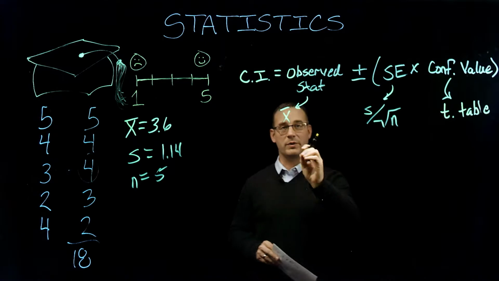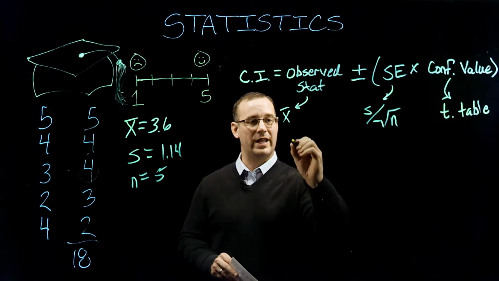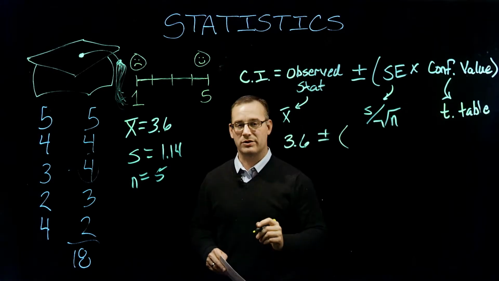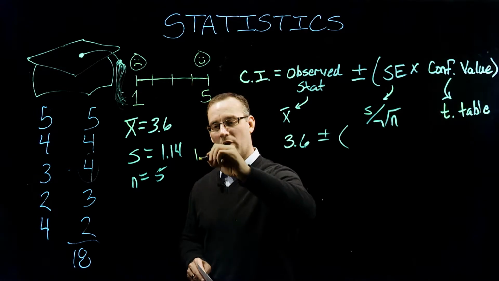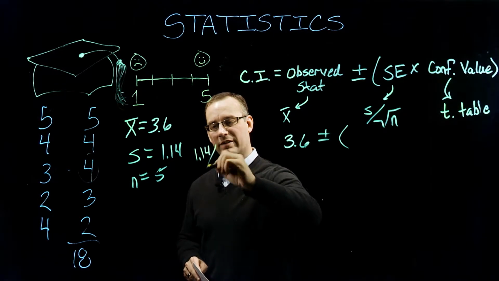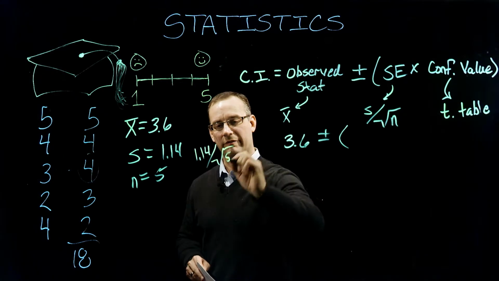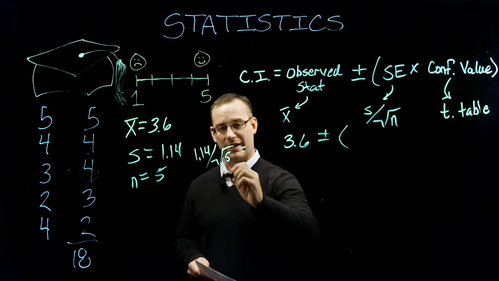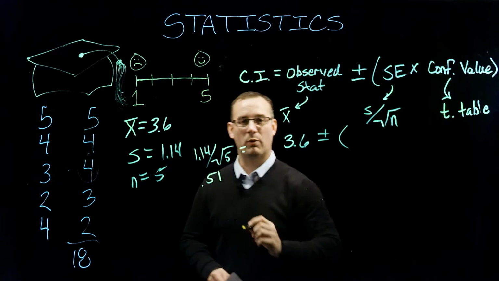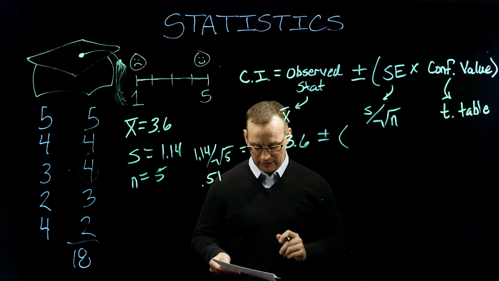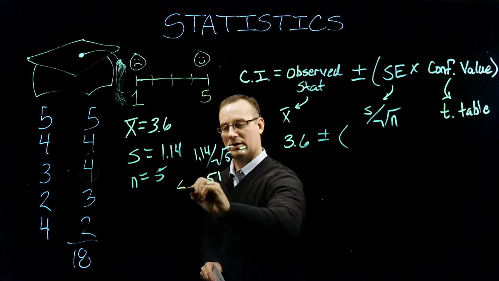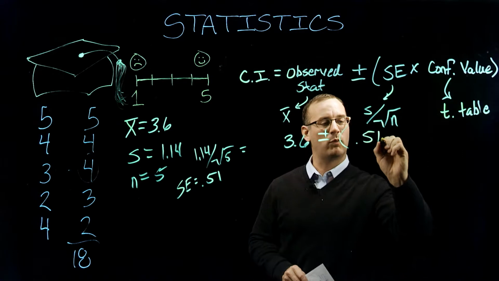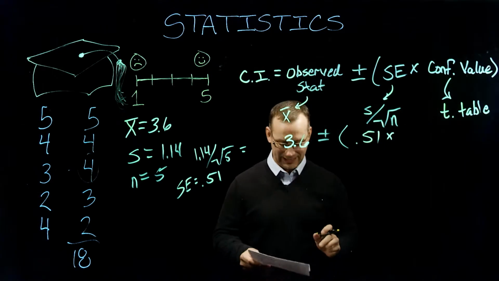So let's start with our observed statistic. We're going to have 3.6 plus or minus our standard error. Our standard error is going to be 1.14 divided by the square root of 5, and what we get for that is 0.51. Now that we've got the standard error, we can insert it here, and we're going to need to come up with this t-table value.